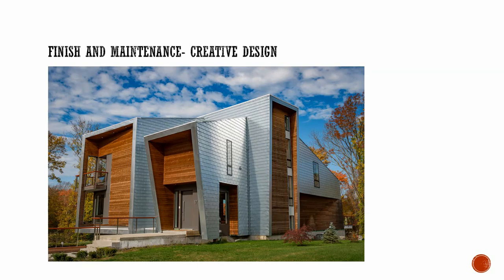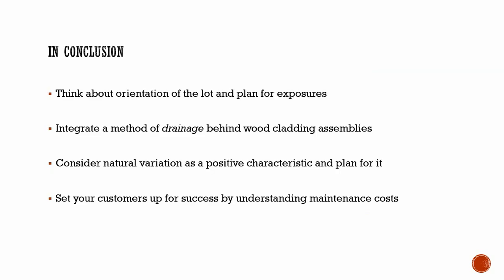So in conclusion, I want you to think about the orientation of the lot and plan for exposures. Try to keep the house oriented so that the south side of the wall has a lot of trim and elements that don't incorporate so much wood. I want you to think about drainage outside, get the water out and over the wood, not down onto it. And behind the siding, we want to create enough space so air and water can flow so the wood can drain and also dry. We want to consider natural variation of the wood a positive characteristic and plan for it.